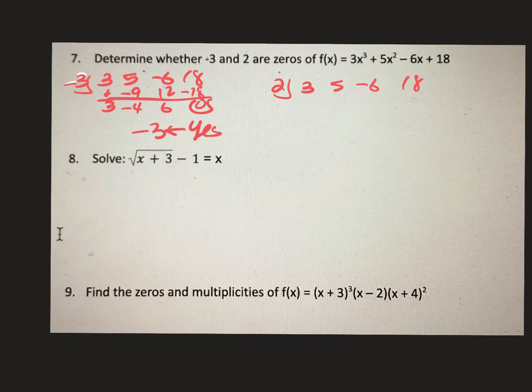I mean, this is x cubed, which means it has 3 zeros. Bring down the 3. 2 times 3 is 6. That's 11. Multiply. That's going to be 16. No. So 2 is a no for sure.